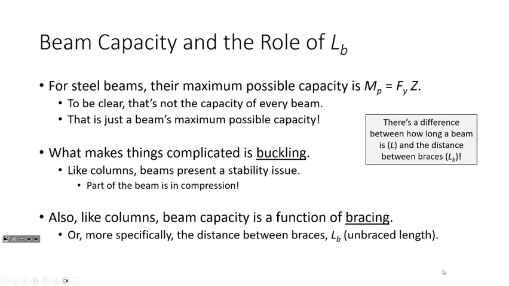And the other thing, like columns, is that a beam's capacity is a function of the distance between the braces. Now, we have a term for that, and we call that term LB. So LB is the distance between braces for a beam. And so that gray box there on the right is very important: there is a difference between how long a beam is and what its unbraced length is. And I'll show you a picture of that here in a bit.